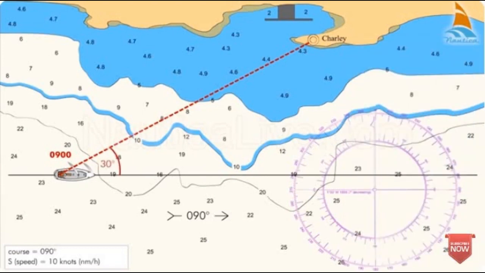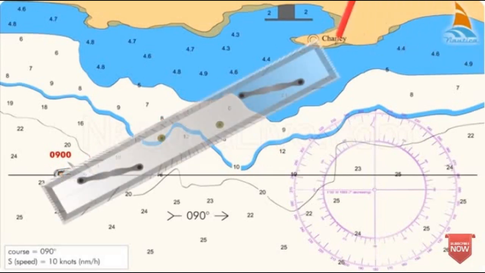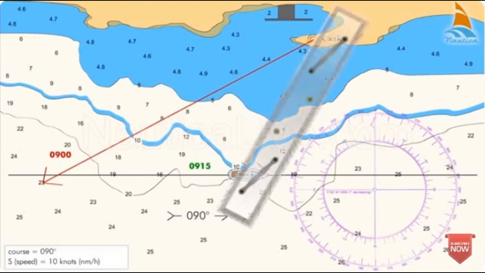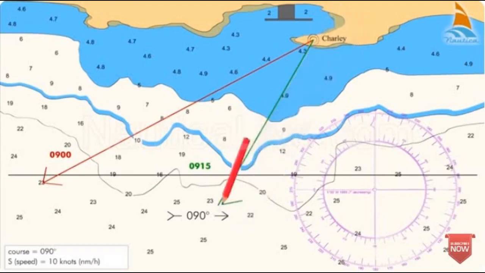Now convert the compass bearings to true bearings and plot it on the chart. We observe the Charlie radio tower, and when the new bearing reads 030 degrees or 60 degrees from the bow, we note the time 09:15. Now convert the compass bearings to true bearings and plot it on the chart.